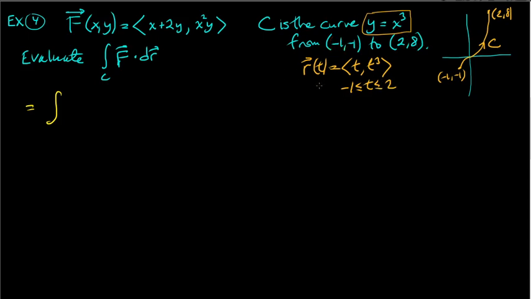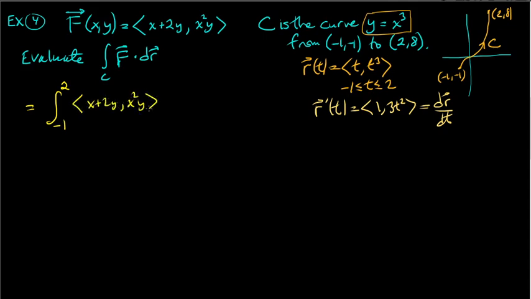Okay, so that's parameterized, and it won't be long before we need dr, so that's r prime. So that's just <1, 3t squared>. Not times dt, we'll multiply by dt later. But this is dr over dt, and then we'll multiply by dt in a second. All right, so we're going from -1 to 2, and F, the vector field, is again x plus 2y, and x squared y for the y component, and we're taking the dot product with r prime, which is <1, 3t squared> times dt.